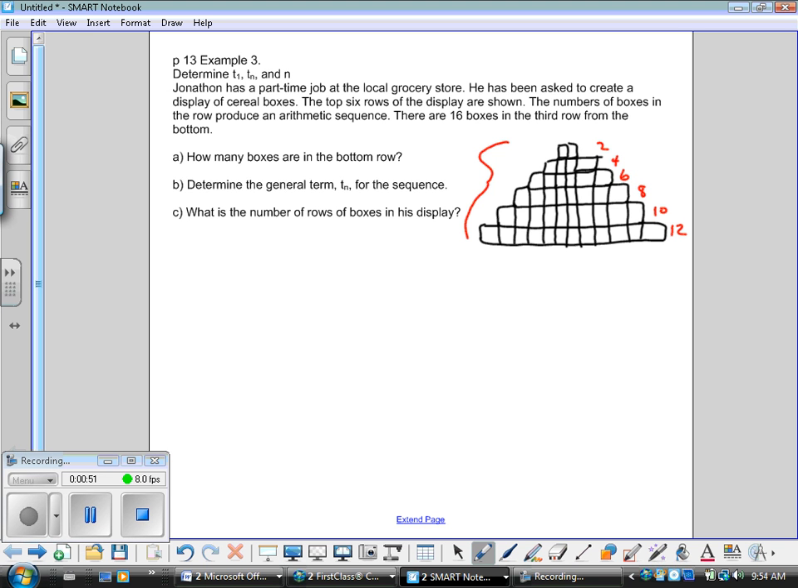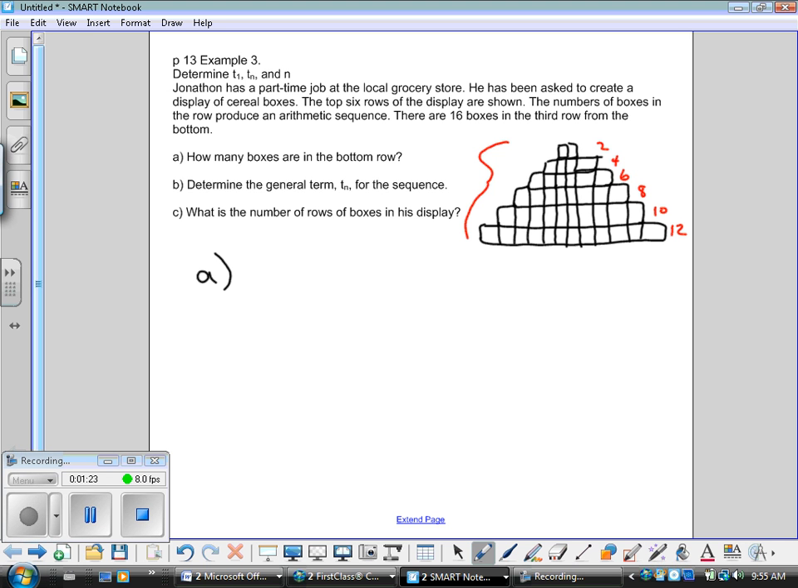You can see how the number of boxes in each row is changing. That statement about 16 boxes in the third row is a really key piece of information, because that's actually going to help us figure out how many rows there are. When we do the questions, we're going to start off by writing out what we know about this sequence. We're looking for how many boxes there are in the bottom row.